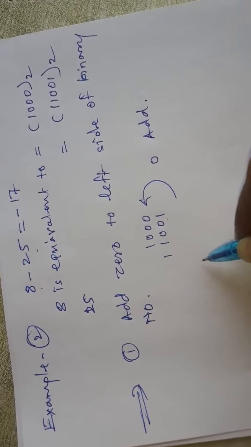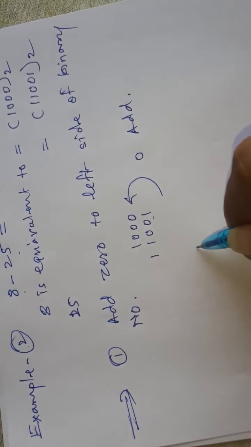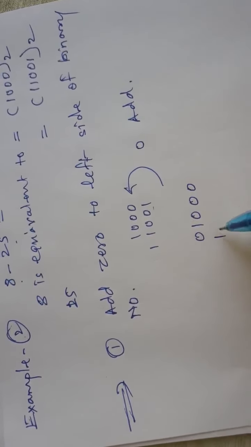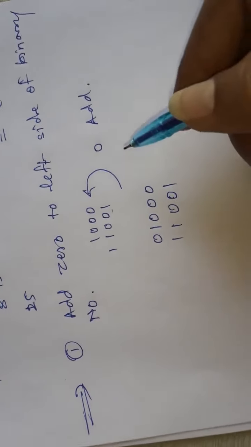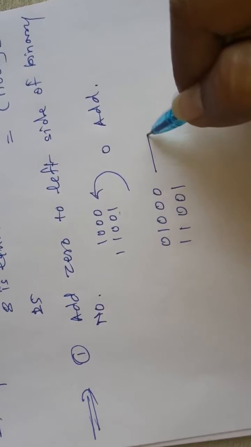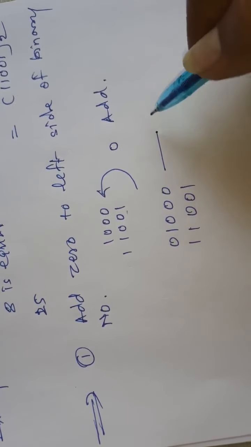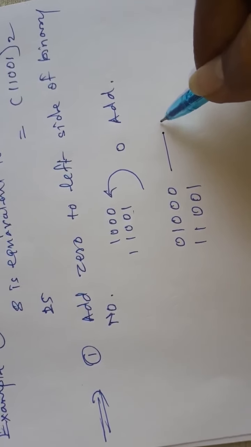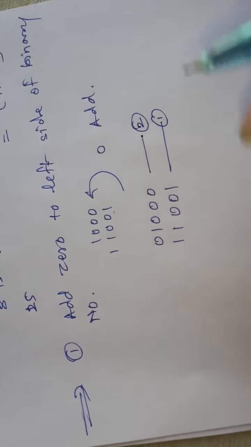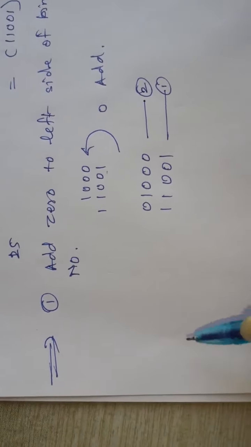So what is the equation? 01000 and 11001. So this is the equation. We assign this as equation 2 and this is equation 1. Now we have to take the second step.